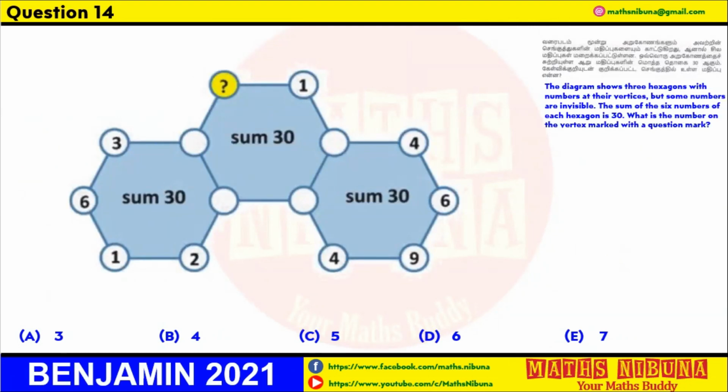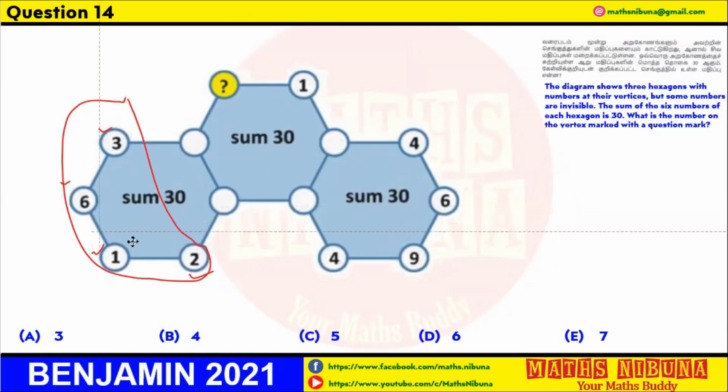So now, what you do, you try to add all these numbers. We have 6 here. 6 plus 3 plus 1 plus 2. So when I add all these numbers, 6 plus 3 is 9, 9 plus 1 is 10, 10 plus 2, I get 12. Okay, this one is 12. When this one is 12, what should the balance be?